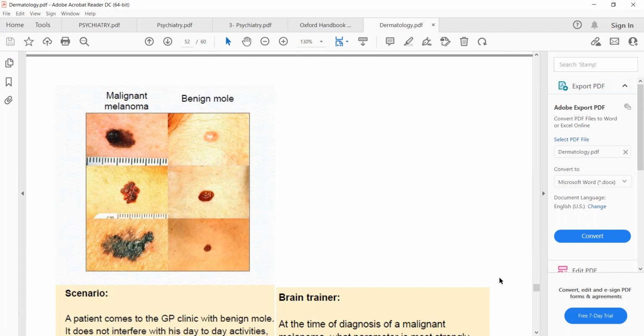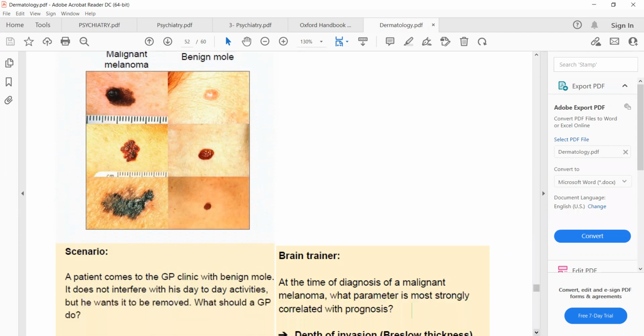Benign moles usually don't grow in size. Right, their edges are smooth and they are only a single color. So growth in the horizontal direction, the vertical direction, or whichever direction will raise the suspicion of malignant melanoma.